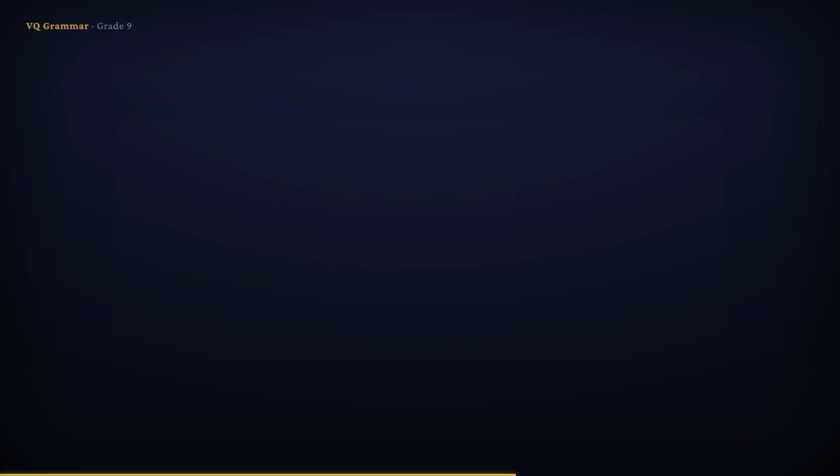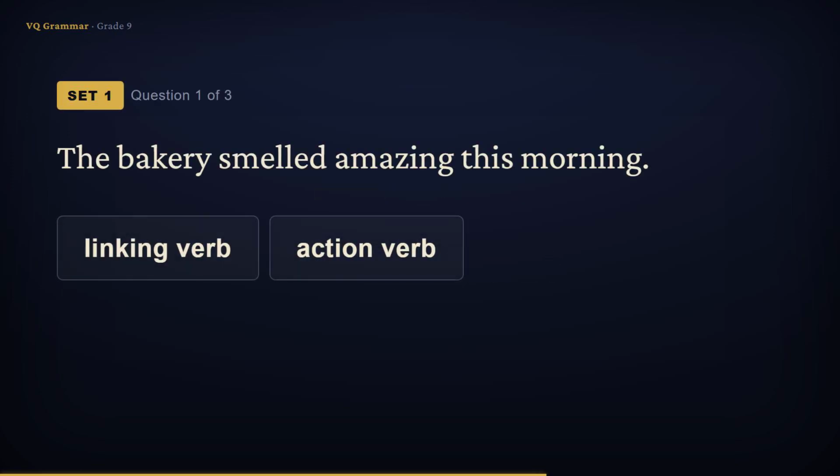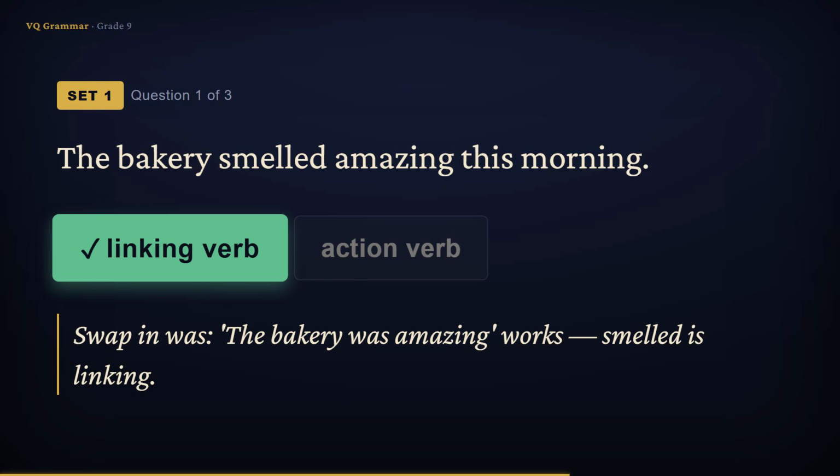Let's practice. In this first set, each sentence uses a verb that could go either way. Run the swap test in your head and decide, is the verb linking or is it showing action? Pause the video and try each before I reveal the answer. The bakery smelled amazing this morning. Try the swap. The bakery was amazing. That still makes sense, and amazing describes the bakery, not something it did. So smelled is a linking verb.